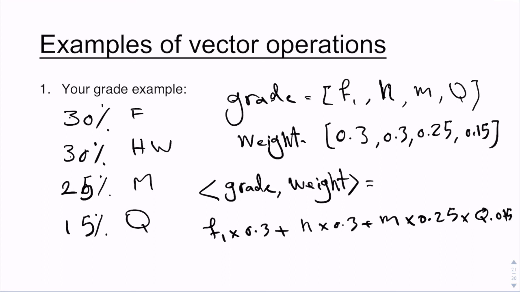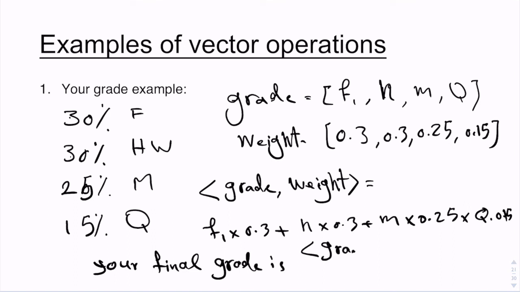We could also average that, so your final grade is the dot product of your grades and the weights, divided by the sum of the weights. Actually, we don't need to divide by 1 because we already normalized the weights. So this is one example of how we use the dot product.